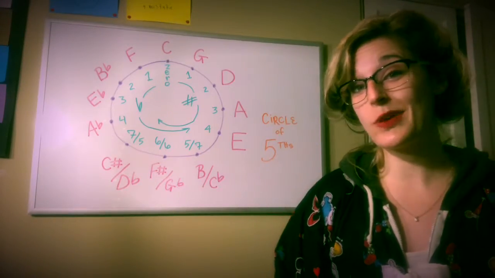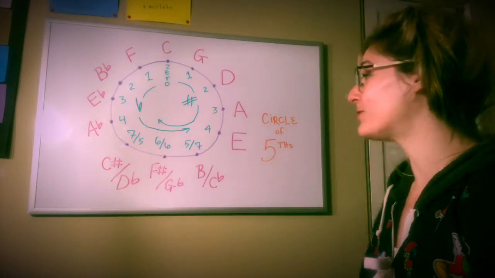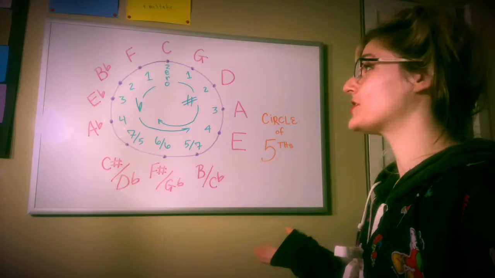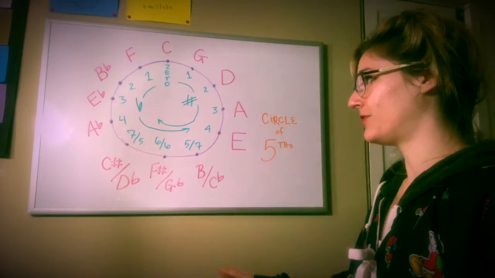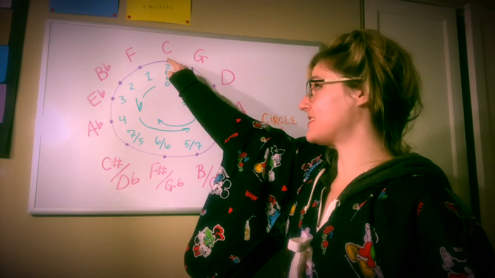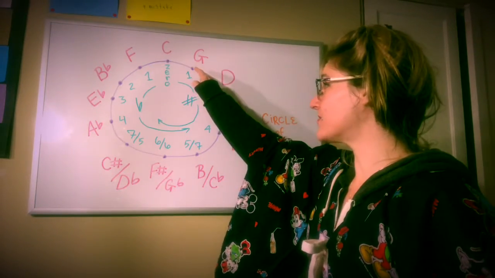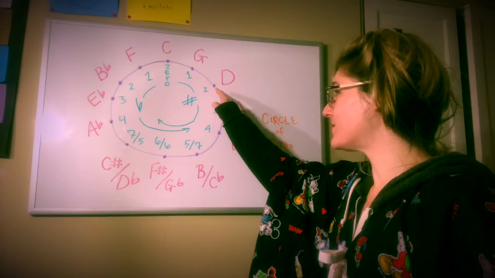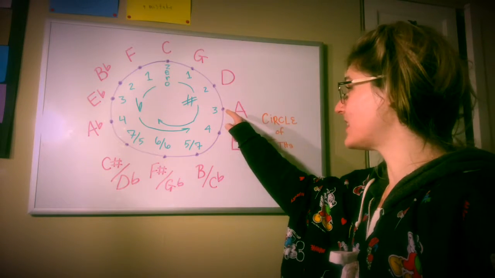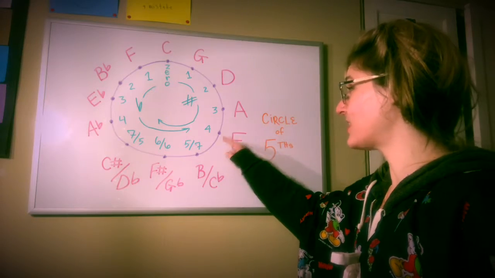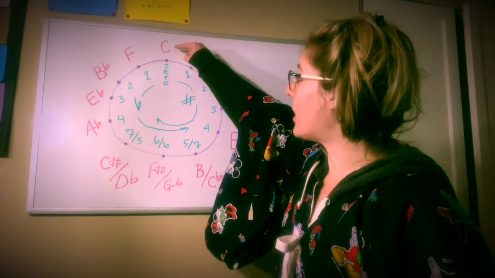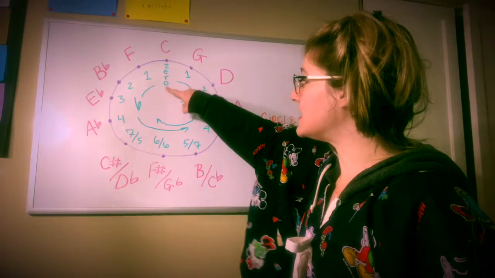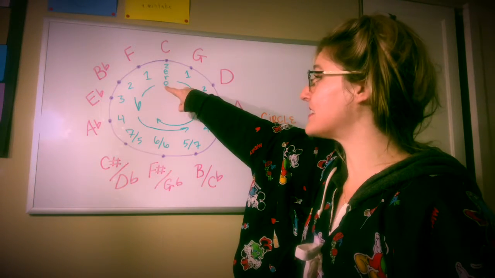So let's dig in. We'll start by getting a quick look-see at the circle of fifths. This is called the circle of fifths because it moves around the circle in intervals of fifths. From F to C, that's a fifth. From C to G, that's a fifth. From G to D, that's a fifth. From D to A, that's a fifth. From A to E, that's a fifth. So on and so forth. The circle of fifths puts the key of C right at the top. The key of C has 0 sharps and 0 flats.